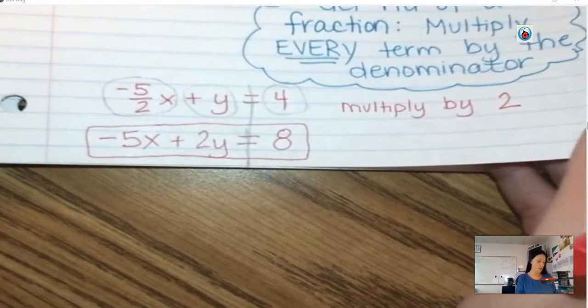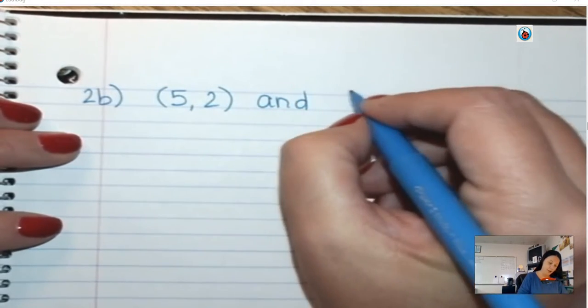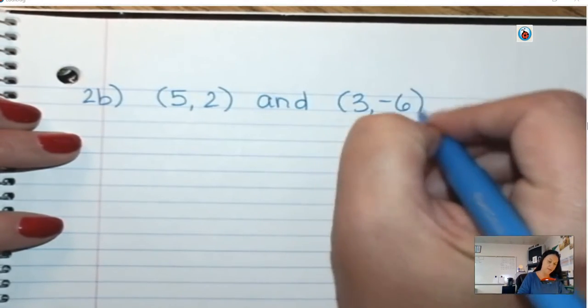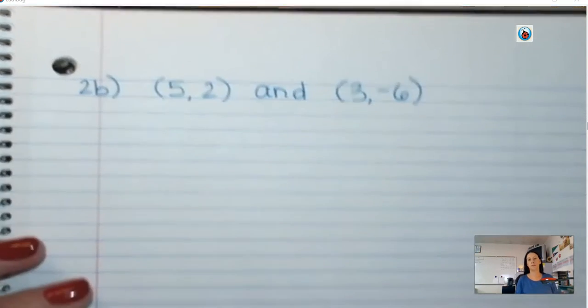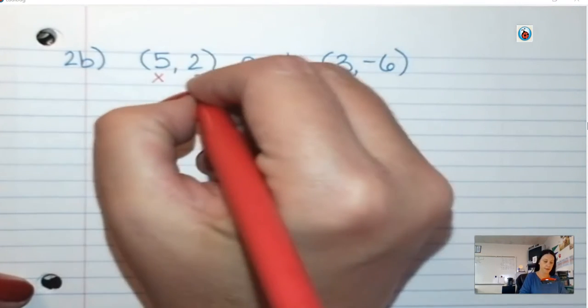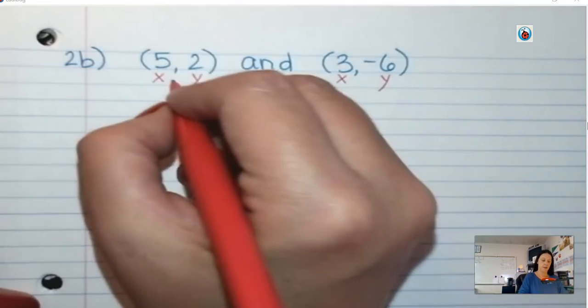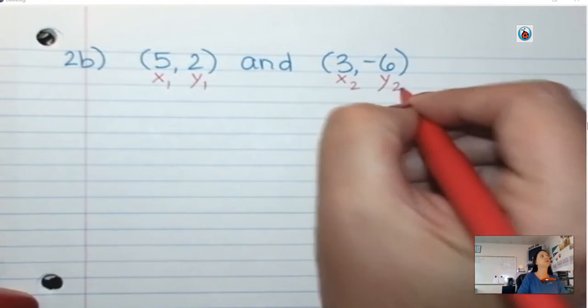Okay, we'll do one more kind of like that. Okay, I'm going to have a line. It's going to go through (5, 2) and (3, -6). First, I want to find the slope. So label x, y, x, y, sub 1s and sub 2s.